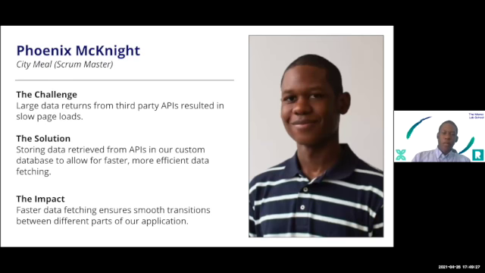Hi, I was the Scrum Master, and I was also part of the backend team. One challenge I ran into was the API we use returned a very large amount of data, and we found that when it returned that large amount of data, it slowed down the application since it took a while for the application to fetch the data. A solution I came up with was, instead of making API calls to the API, we would just store the API data inside of our own personal backend or a custom database, make calls to that. And we found that making calls to our own database was a lot more efficient and a lot faster. The impact is, well, obviously faster fetching, and that ensured smoother transitions between different parts of the application.